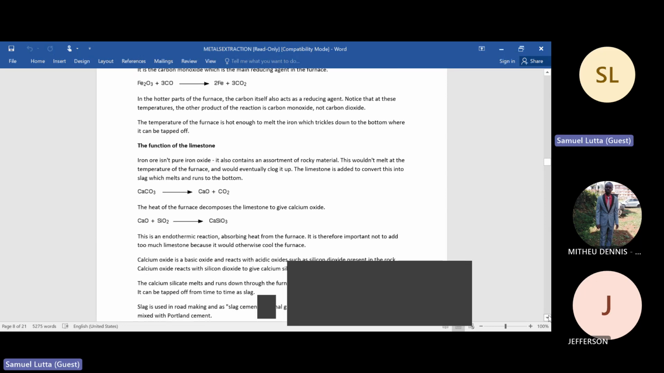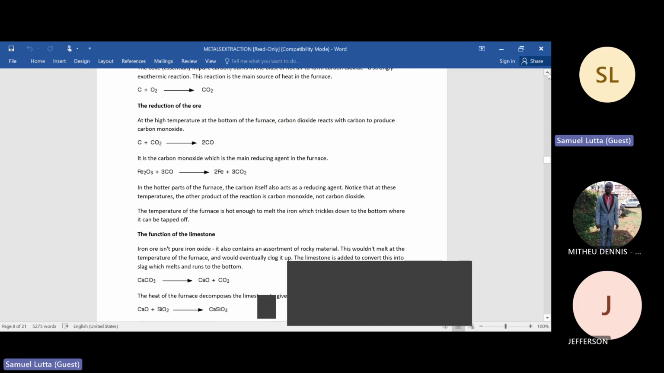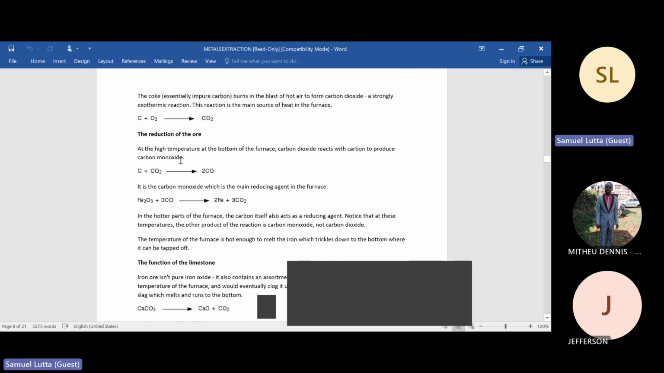And then we have limestone, which is calcium carbonate. Why do we introduce calcium carbonate? The calcium carbonate is introduced because of two functions. One of them, when it is heated, it produces carbon dioxide. And we have seen that this carbon dioxide is the one that will react with carbon to form carbon monoxide, which is also another reducing agent.